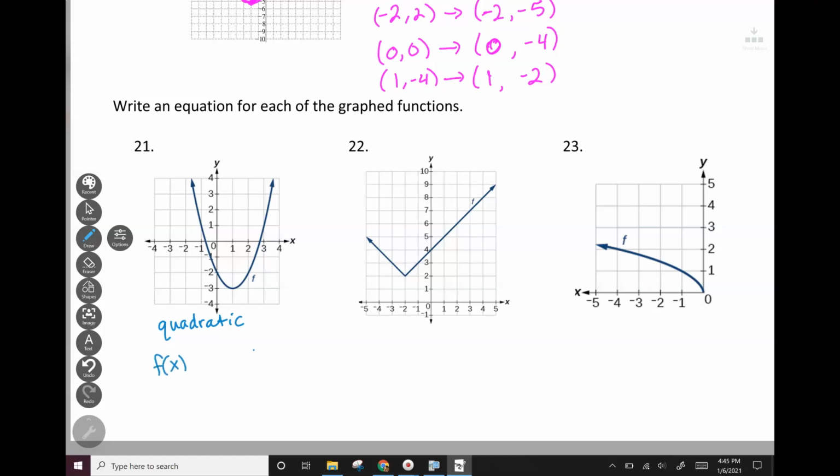So let's just write a function here, f of x equals x. They move to the right 1. I'm going to write my transformations here. Right 1. And so what is that going to do to my function? It's going to make me subtract 1 on the inside of that function. And then it also went down 3, just looking at the vertex. So -3.